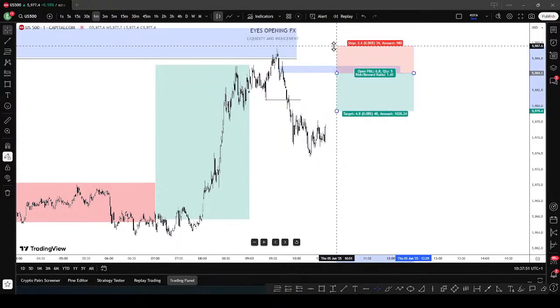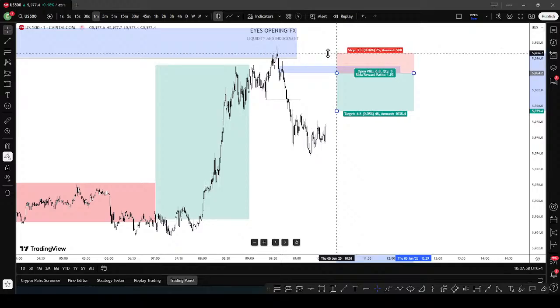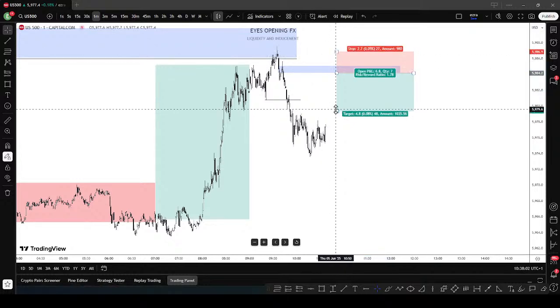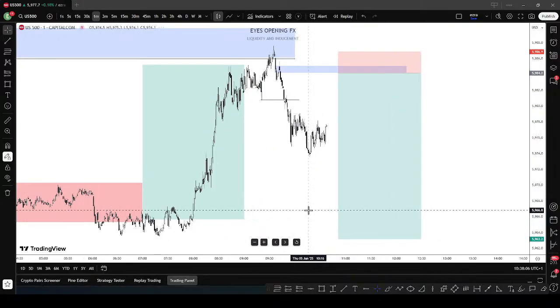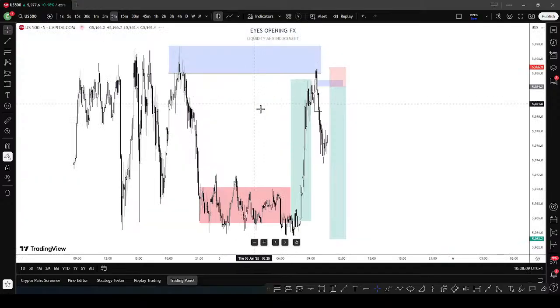This as point of interest. My stop loss should not be more than 30 pips. So let's just leave it to, let's say, 27 pips right here, and target still remain the same. So this can be good, right?